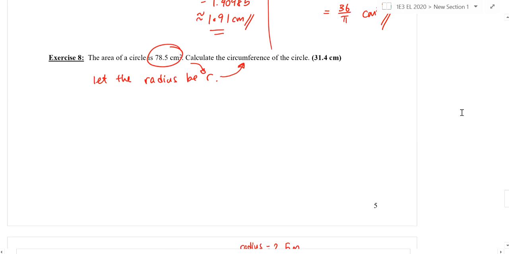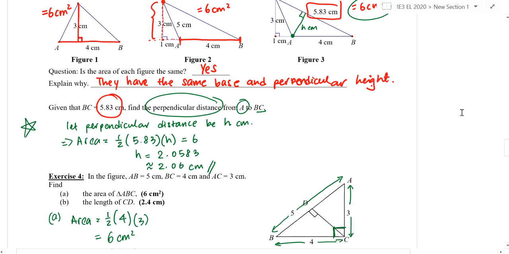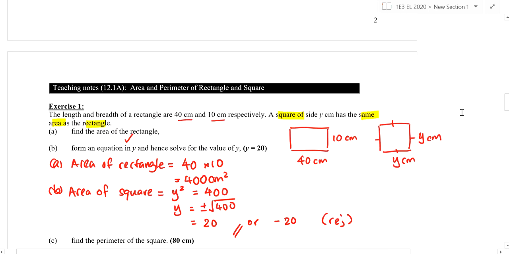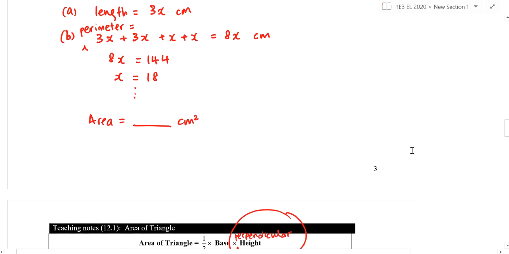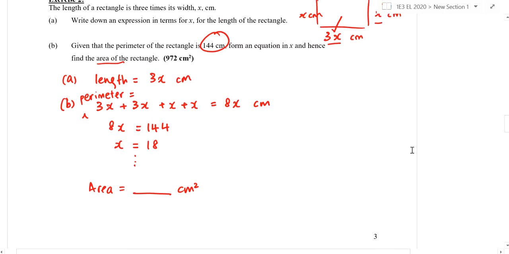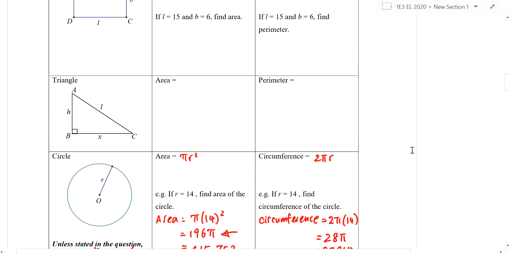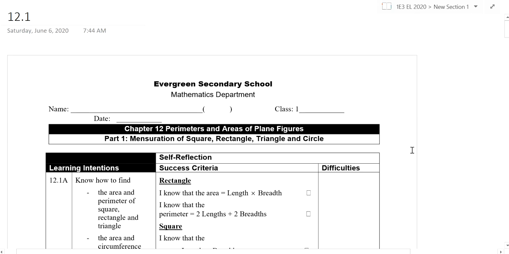So this set of notes will be due on today's lesson. Please make sure you have all your corrections done for those few questions that I've asked you to try on your own. It is due today at 10 p.m.